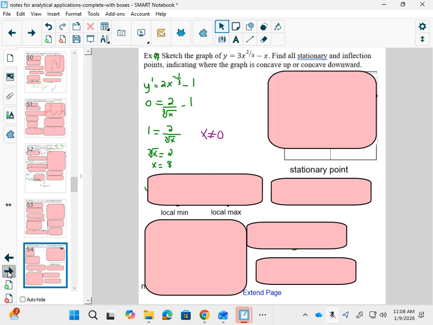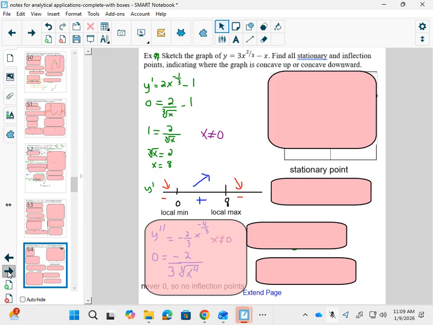So when we're doing our number line, our number line has 2 points. The 8 is a stationary point. The 0 is a critical point. Our critical point still might show up as it does in this one as a minimum, but it won't necessarily be. Sometimes it could be an asymptote. Sometimes it could be something else. In this point, it's going to be a corner or a cusp.